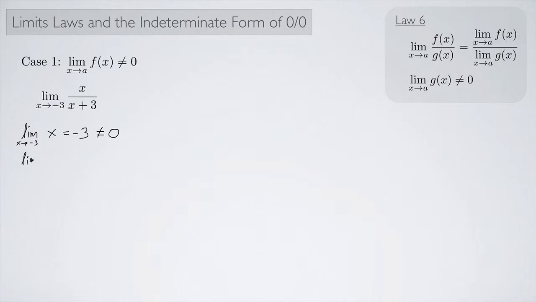And then the limit as x approaches negative 3 of the bottom would be equal to 0, which we have for this condition here. So we say we can use this limit law when the limit of the denominator does not equal 0, but in this case it does equal 0. So what do you do? Well, let's look at a graph of this function.